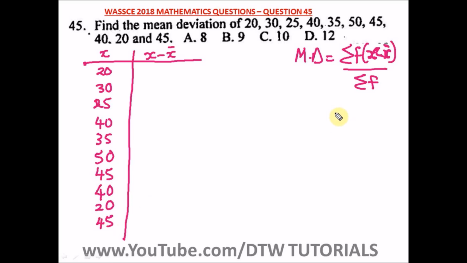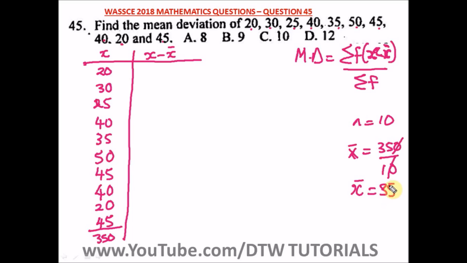Remember the formula to find your arithmetic mean is the average, where we sum all the numbers and divide by the number of values we have. We have 1, 2, 3, 4, 5, 6, 7, 8, 9, 10. So n is equal to 10. So let us sum these numbers and divide by 10. When you punch in your calculator, you sum all these numbers, we are going to get 350. So our mean is equal to 350 divided by 10. This 0 will cancel out this 0. So our mean is 35.